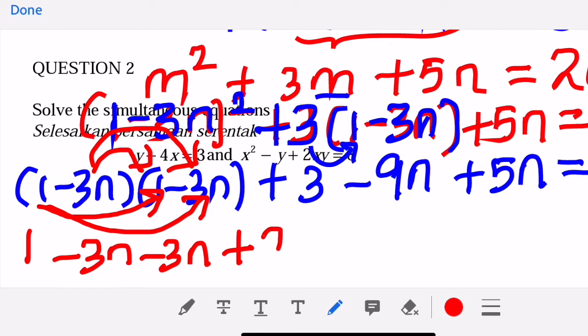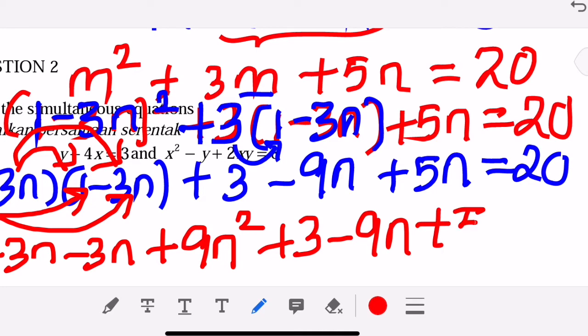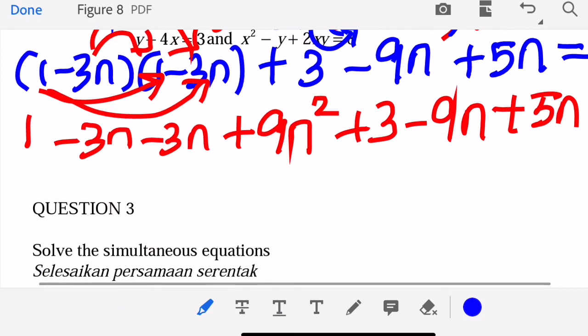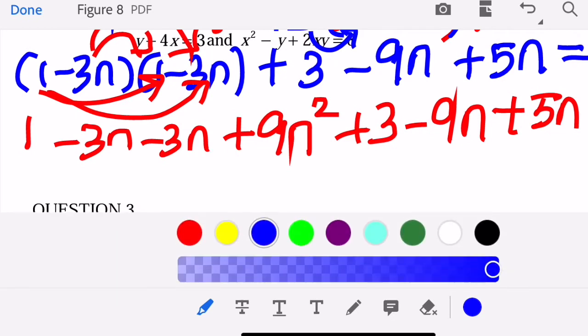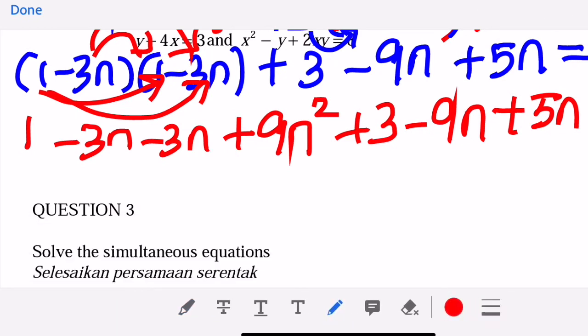3 times 3 is 9. n times n is 9n squared. Okay, now we copy the rest carefully and we are going to simplify. When you simplify, you do it carefully. Now I'm going to highlight this one, 9n squared, the only one with the n squared.